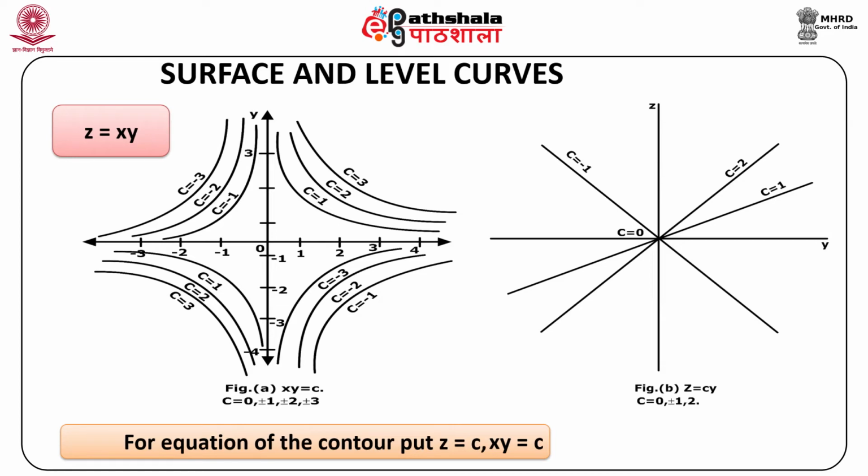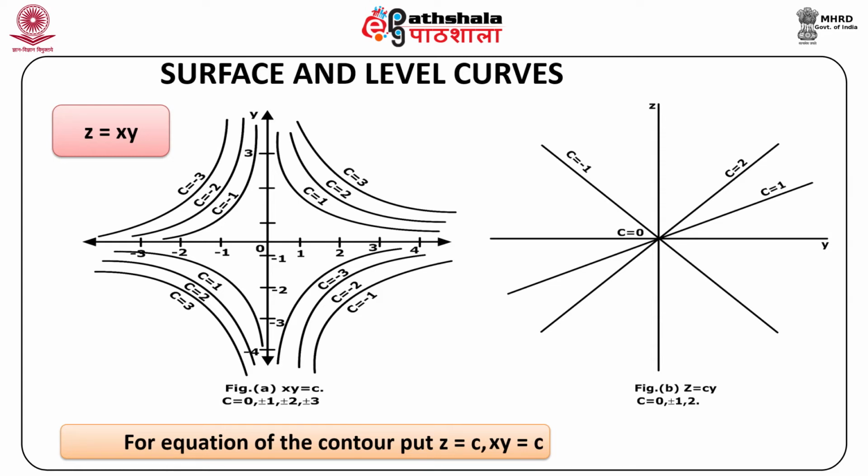C equal to 0 gives a rather special case. It implies either x is equal to 0 or y is equal to 0 or both x and y are equal to 0. The xy axes are thus zero contours of the function.